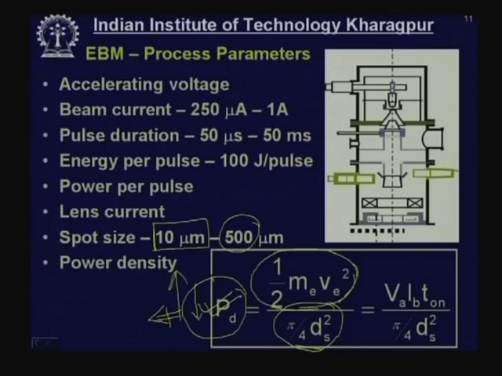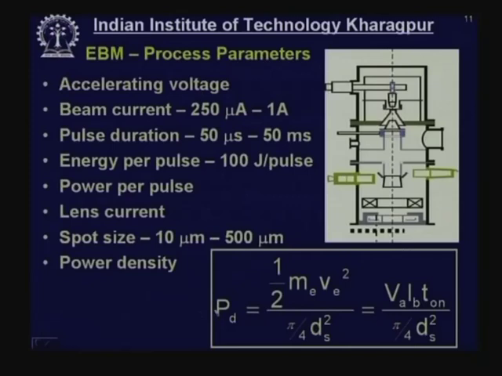In other words, in terms of process parameters, how is the power decided? Power is decided by accelerating voltage, beam current and pulse duration. See, this is my accelerating voltage, beam current and pulse duration. This is my total power in a particular pulse, and this is my spot size, that is the area. So, that gives me the power density. This power density is the most important derived parameter which governs the rate of material removal in electron beam machining.